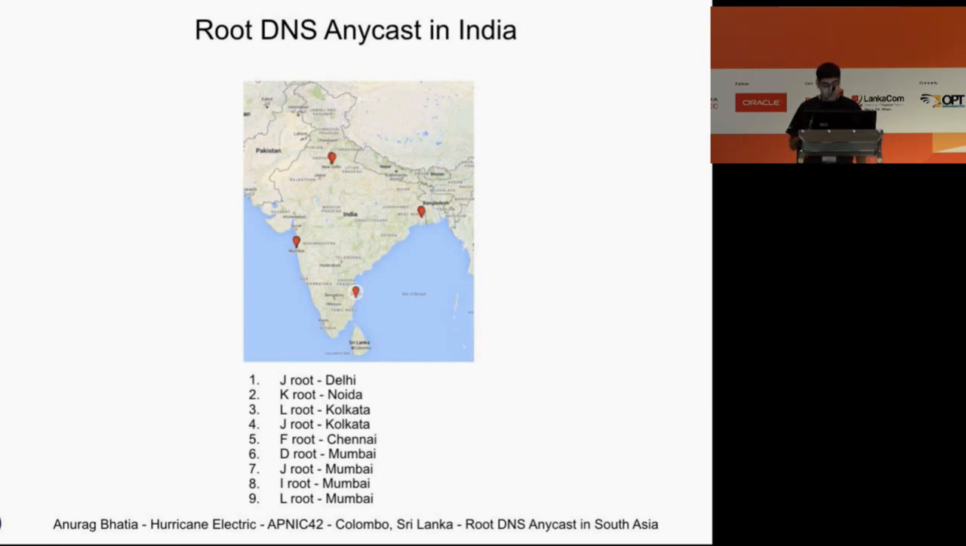and in Mumbai we have got 4 roots: D, J, I, and L. So a reasonable amount of distribution. K-root, I believe, in Noida has been turned off for a while. When we did the study, it was under some issue, so it did not come up in the data. While I-root and F-root happen to be hosted at Mumbai and Chennai in NIXI.